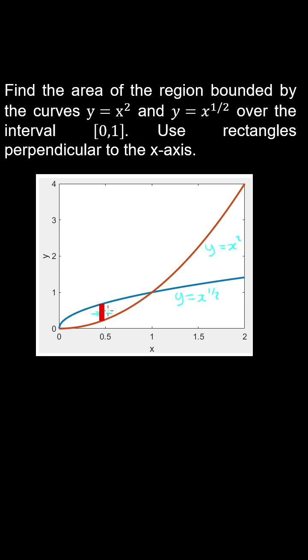So therefore the thickness of the rectangle is dx, and to obtain the height, the square root curve lies above the parabolic curve. So what we do is subtract x squared from x to the 1/2 to get the height of that rectangle. And then summing up the areas of the rectangles from x equals 0 to 1 is effectively what this integral is doing. And that gives us the area of this entire region. And you can easily evaluate this integral.